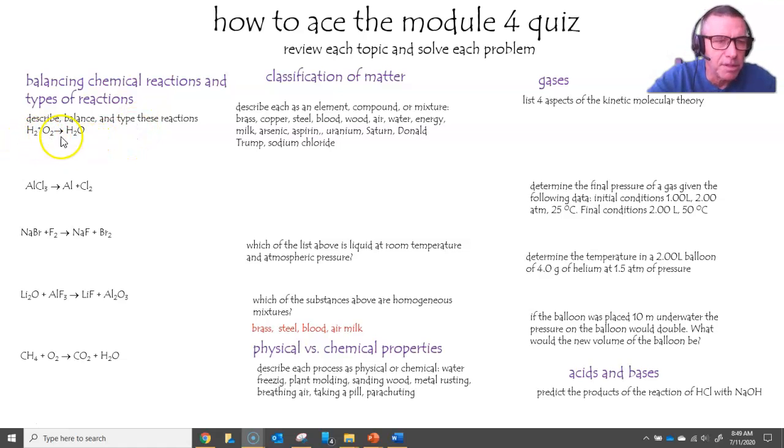Here we have hydrogen plus oxygen making water, so I would say this is the synthesis of water by combining molecular hydrogen and oxygen. 2 to 1 to 2.